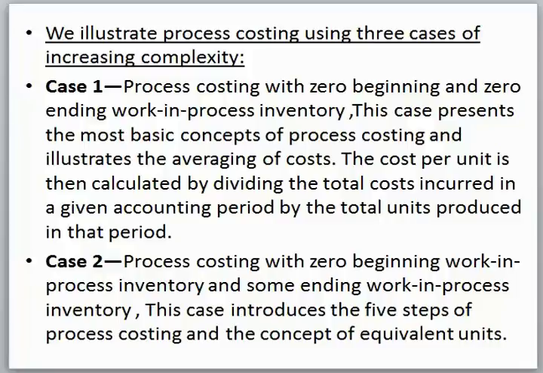Then, case number 2 is process costing with zero beginning work in process inventory but some ending work in process. So the difference between case number 1 and case number 2 is that case number 1 has zero ending work in process, but case number 2 has some ending work in process inventory. This case introduces the 5 steps of process costing and the concept of equivalent units.